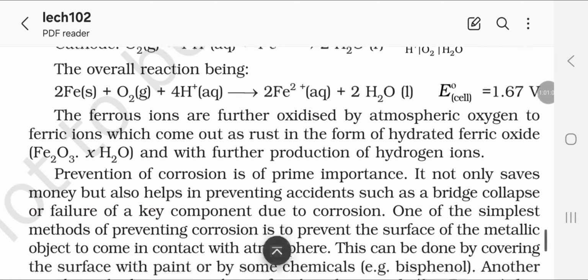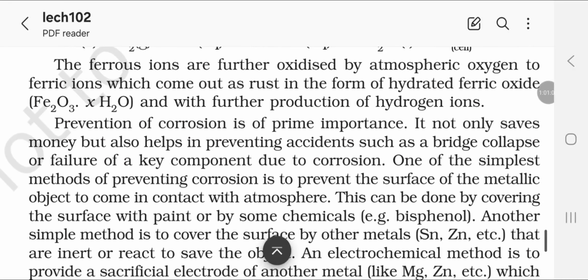The ferrous ions are further oxidized by atmospheric oxygen to ferric ions, which come out as rust in the form of hydrated ferric oxide, with further production of hydrogen ion.